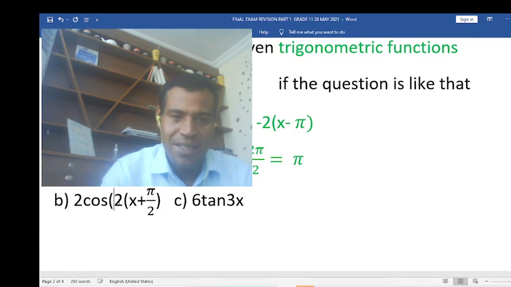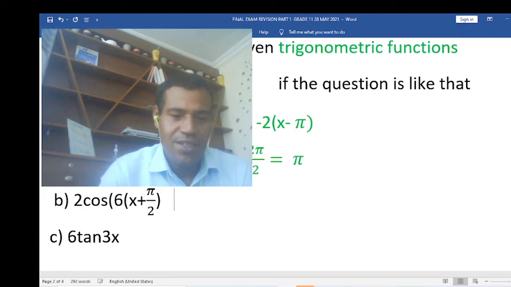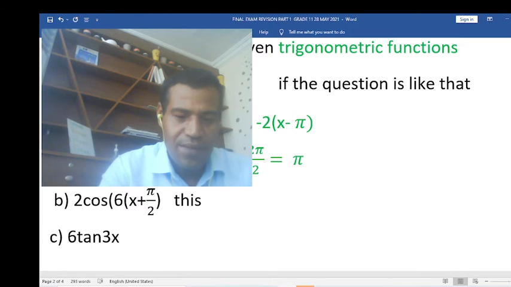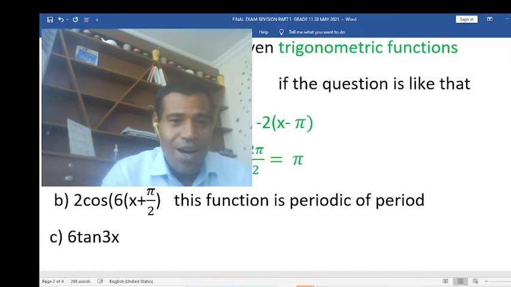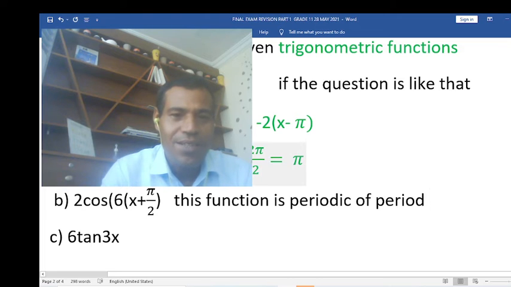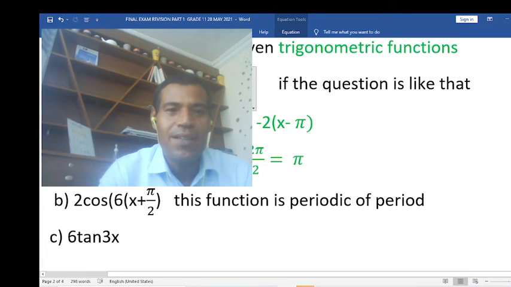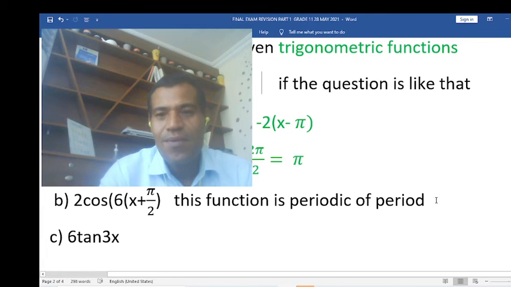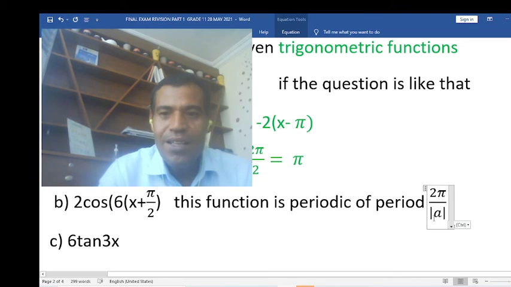Now I will change this by a 3 or 6 or whatsoever. So this one, learners, it's clear. This function, you can write this trigonometric function, is of period 2 pi divided by a. I will use the formula, it is better. The function is periodic of period 2 pi divided by a.